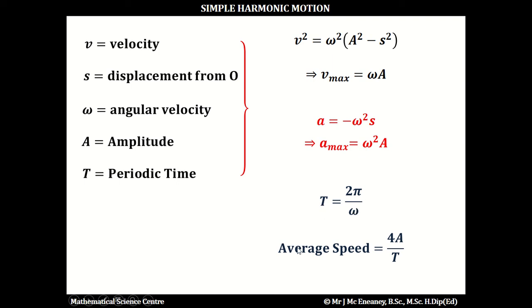Now the average speed is total distance over total time. The total time for one oscillation is T, and the distance travelled for one full oscillation is 4A. So the average speed is 4A all over T.